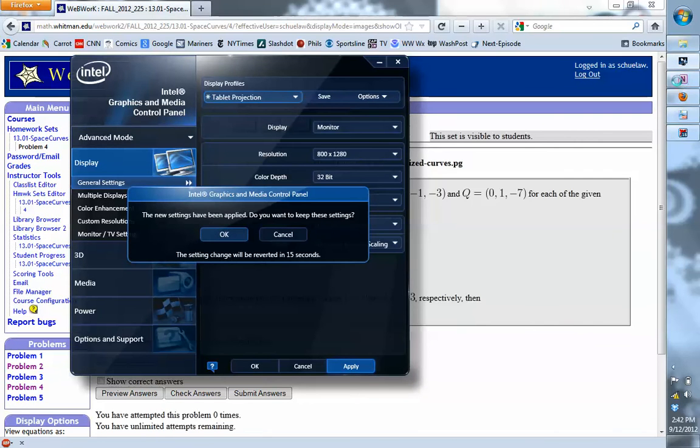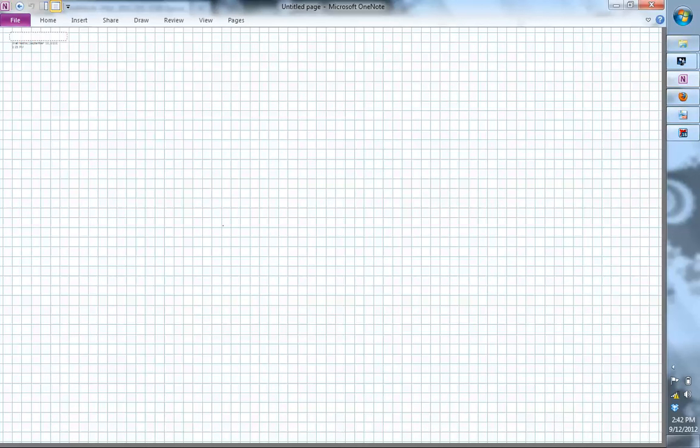Alright. Boy, something is seriously sucking up CPU on this machine.